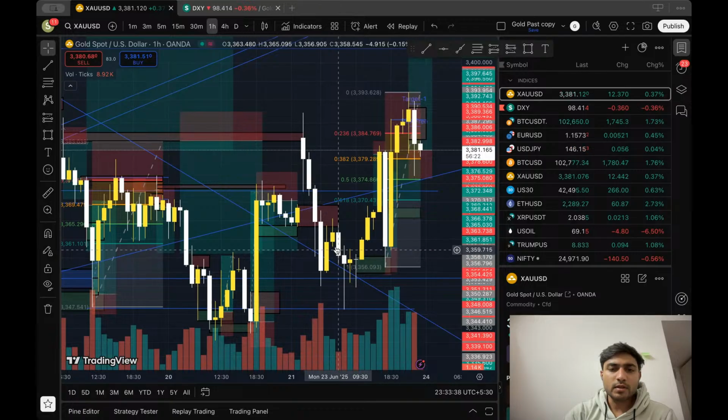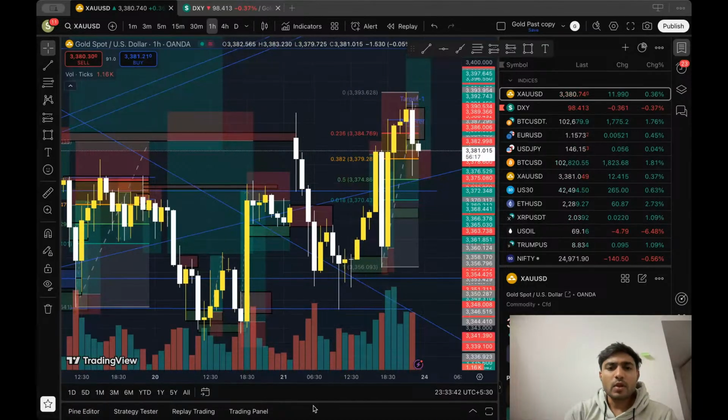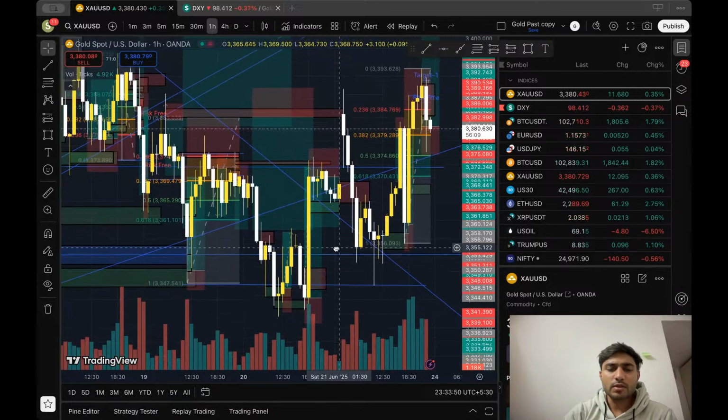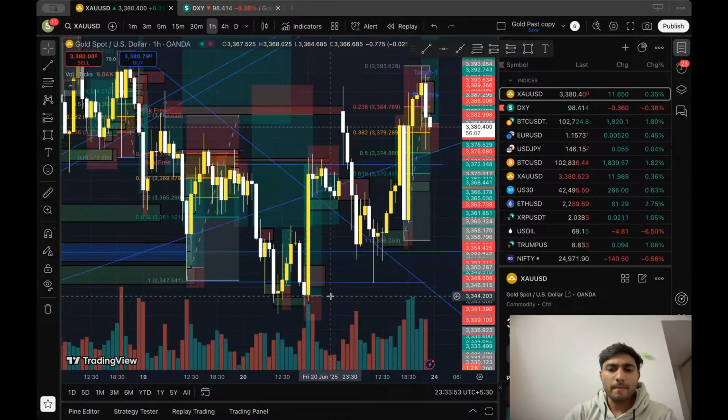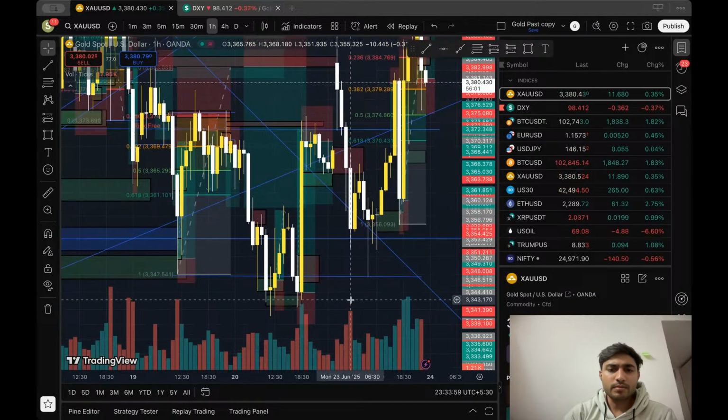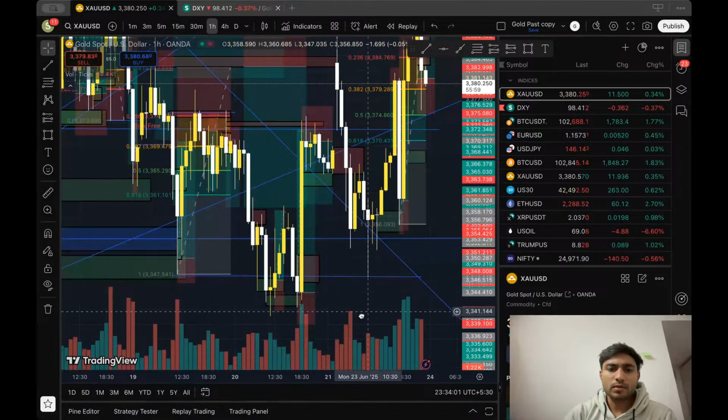So after this, what you want to do is sell from here and then target, what is this? It's the market structure. So that market structure has been followed.